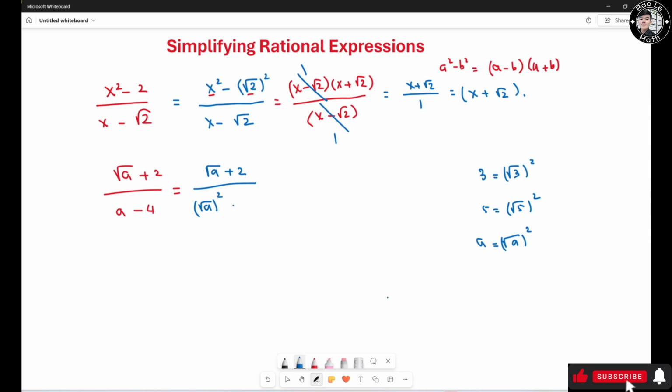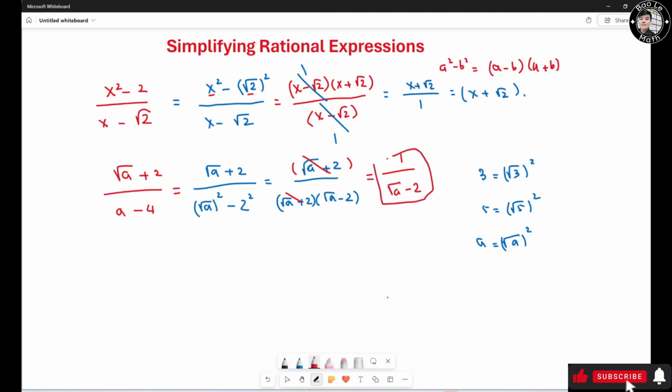Now 4 can be written as 2 squared. Now I can apply the difference of two squares right here. So it's going to be root a plus 2 over (root a plus 2) times (root a minus 2). You can put the parentheses right here. Now this factor and this factor cancel out. So the top is 1, the bottom is root a minus 2. This is the final answer.